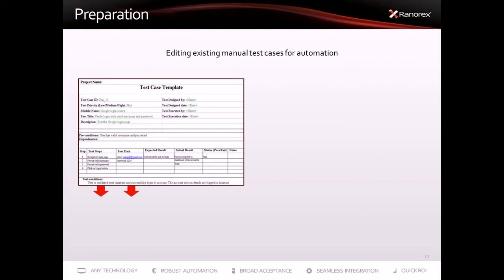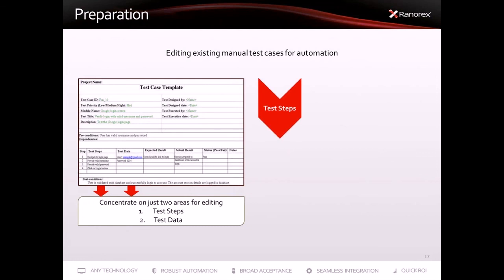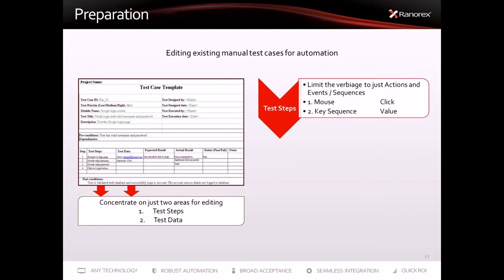Truly though, in your test case template, there's only two fields that you really need to worry about. And that's just concentrating on test steps and the test data. And that's it. Test steps: limit the verbiage to just actions and events. So mouse, click, key sequence, value. When you limit to that, it's a lot easier for the automation tool and a lot easier to port it into an automation solution when you can eliminate some of the English verbiage.